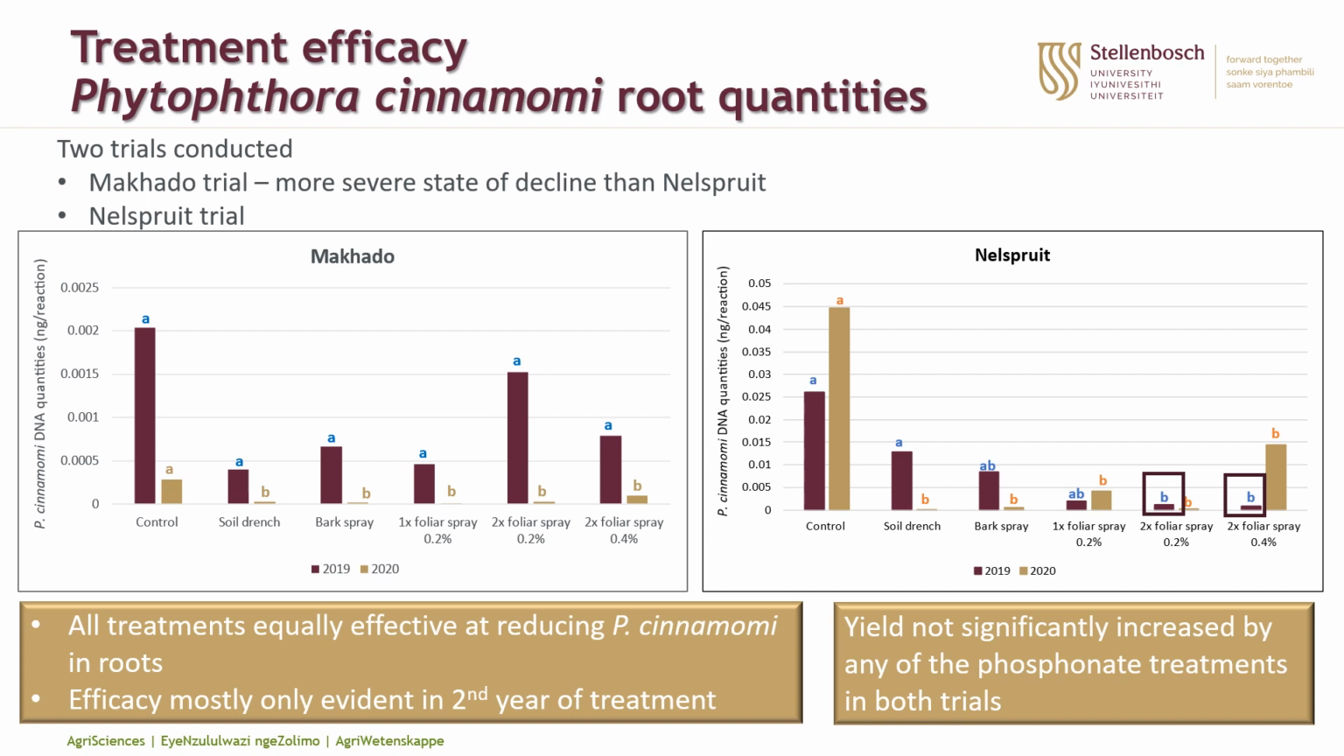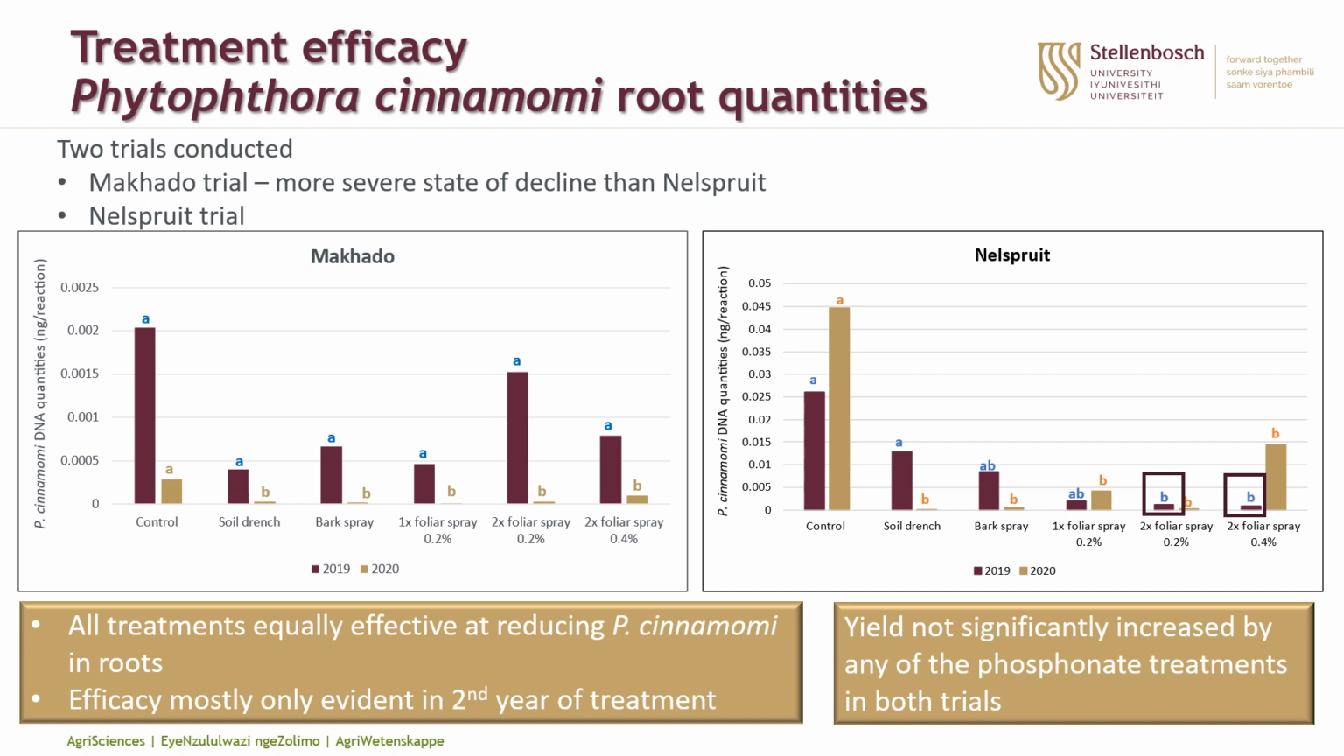We conducted 2 orchard trials for evaluating the different phosphonate treatments. One trial was in Macadamia, which contained more severely declining trees, whereas the other trial was in Nelspruit, where the trees had healthier canopy scores than for the Macadamia trial. The 2 graphs show the amount of Phytophthora that we quantified in the roots.